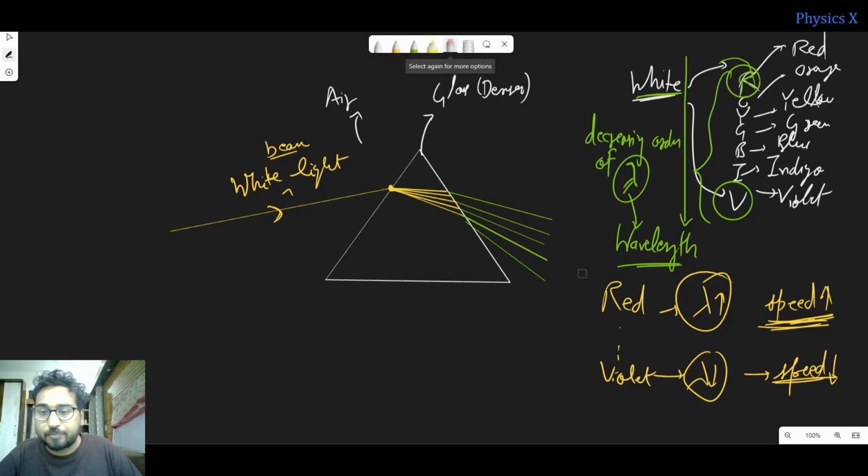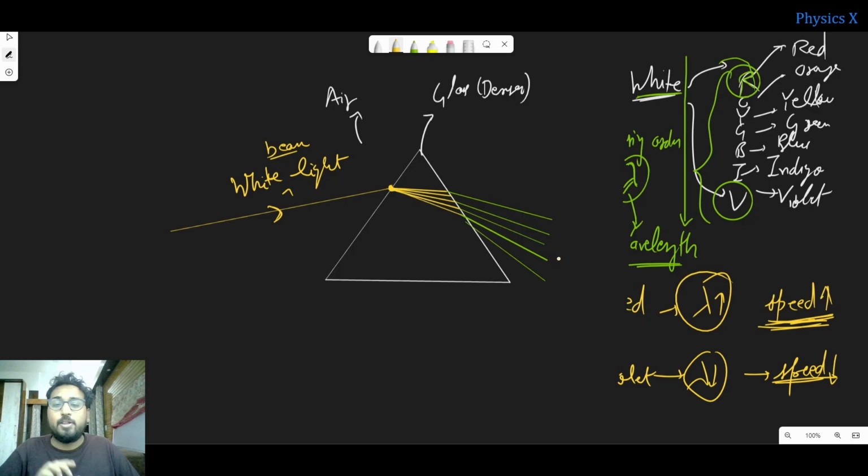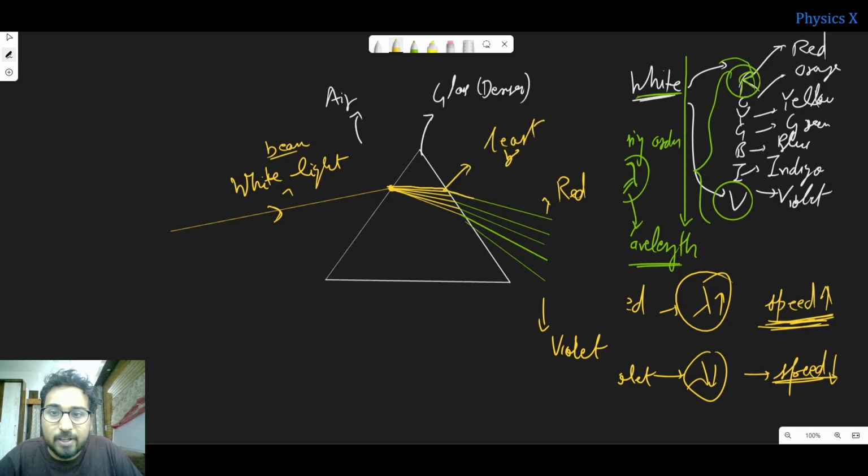Now all these colors will be separated. When you see from this side, you will see a band of light, a spectrum of light, which at the bottom will be violet and at the top will be red, because red is the ray of light which will be least bending. The least bending happens in the color having the highest wavelength. So red has the highest wavelength, and that is why it is traveling at a much larger speed.